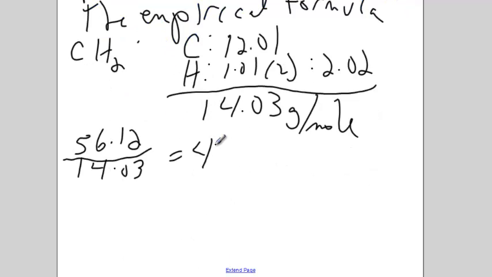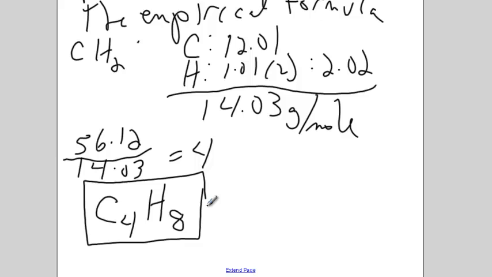Now this one will always be a whole number. It's never going to be that 0.5 thing or anything like that. That's got to be a whole number. So 4 times CH2 is C4H8. And that is my molecular formula.